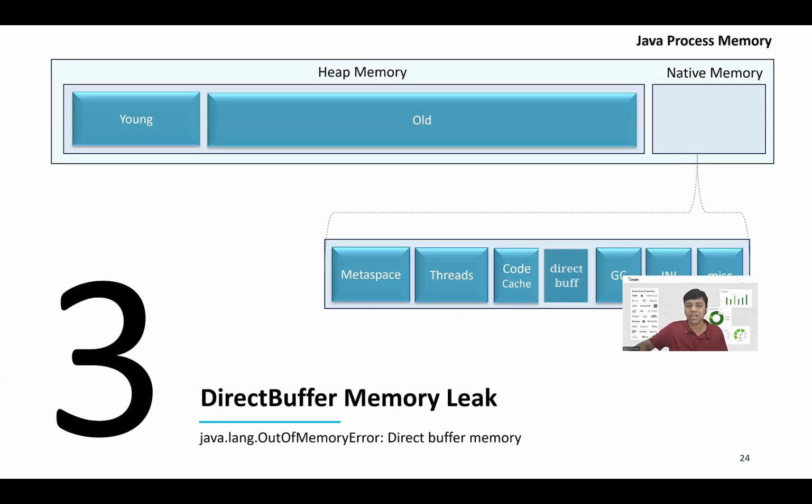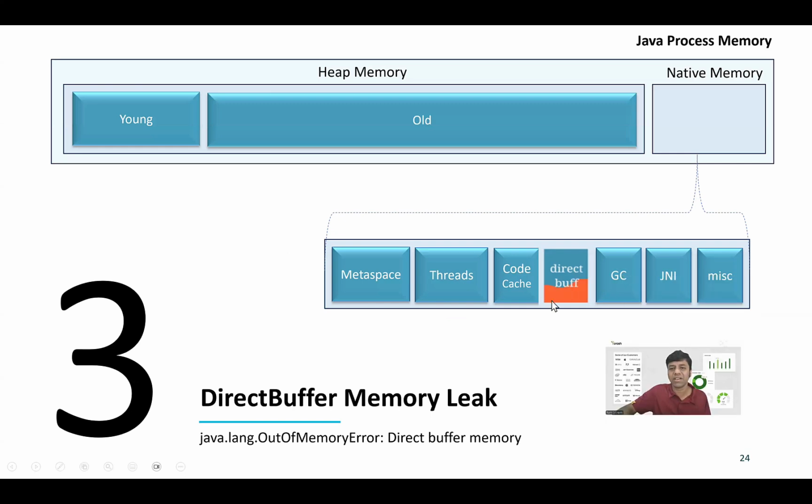Okay, my friends, the third type of native memory leak that we are going to discuss is direct buffer. Direct buffer is the region used if you want to do direct memory manipulation, for example image processing or PDF processing. In fact, a lot of caches run on the direct buffer region for faster reads and writes. If you're doing direct memory access and there's not sufficient memory allocated in the direct buffer region, you will confront this error.